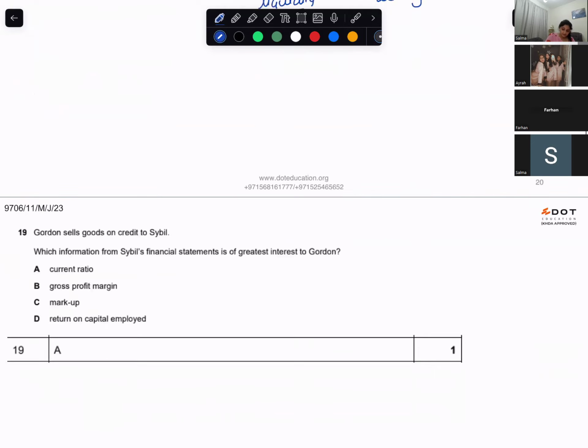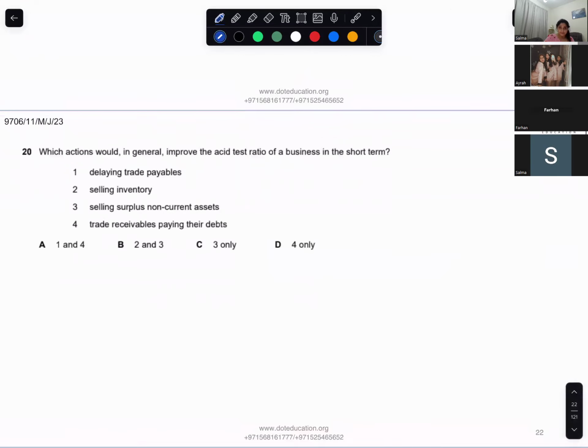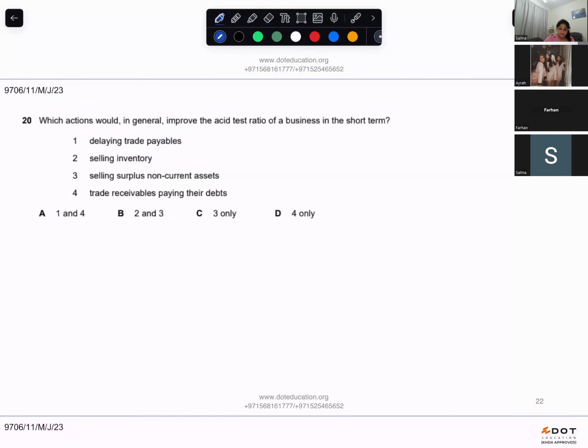Go ahead. Which actions would in general improve the asset test ratio of a business in the short term? What is the asset test ratio? Current assets minus inventory upon current liabilities. Okay, current assets minus inventory over current liabilities. So which actions would lead to improving the asset test ratio in the short run?